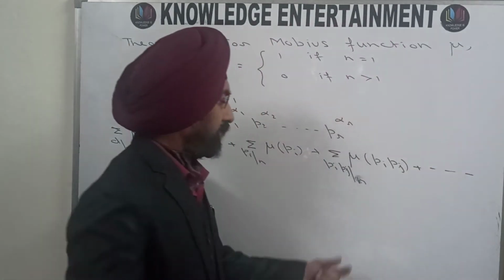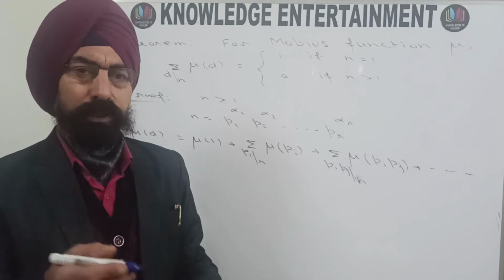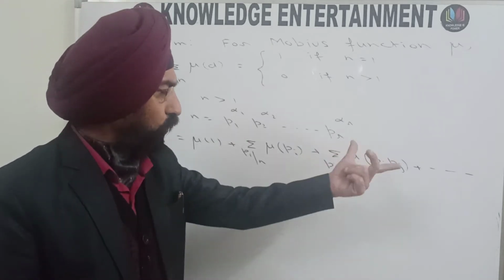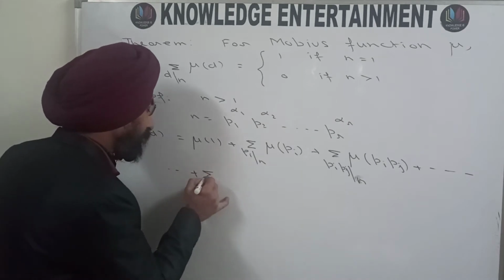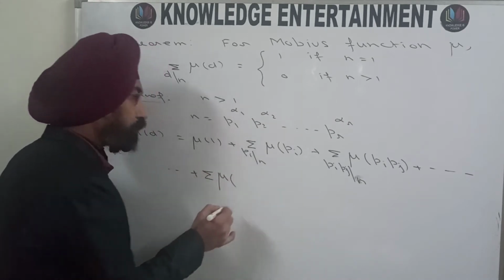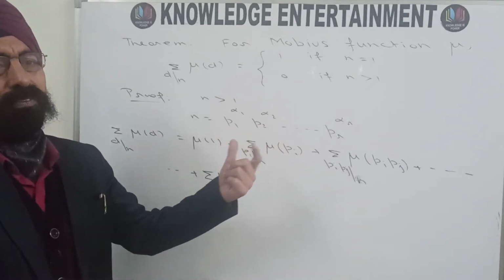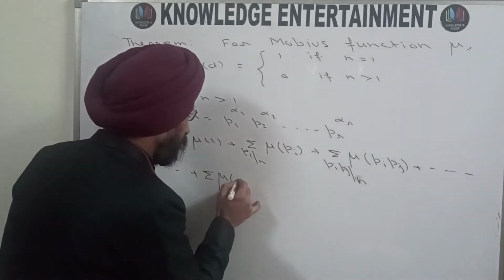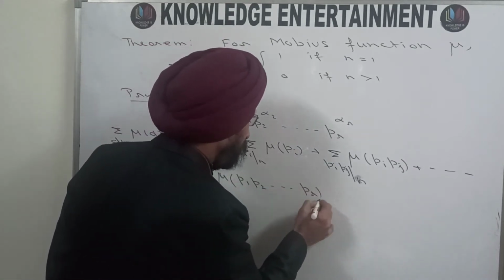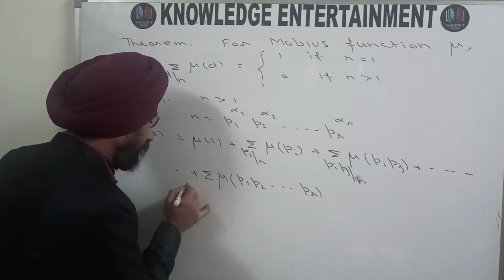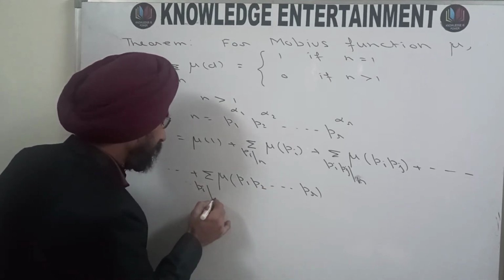Now take the product of three prime numbers, p1 p2 p5, p2 p4 p7 of this type, and so on and so on. You will move up to the sigma mu of the product of the primes taken r at a time, that means all the primes. So it is p1 p2 and so on pr, where each pi divides n.